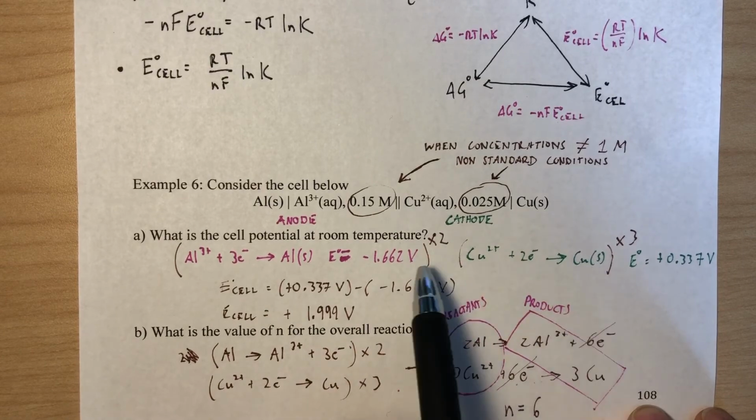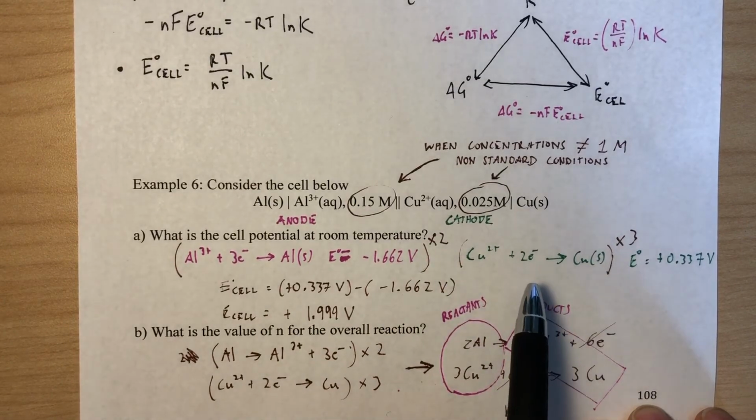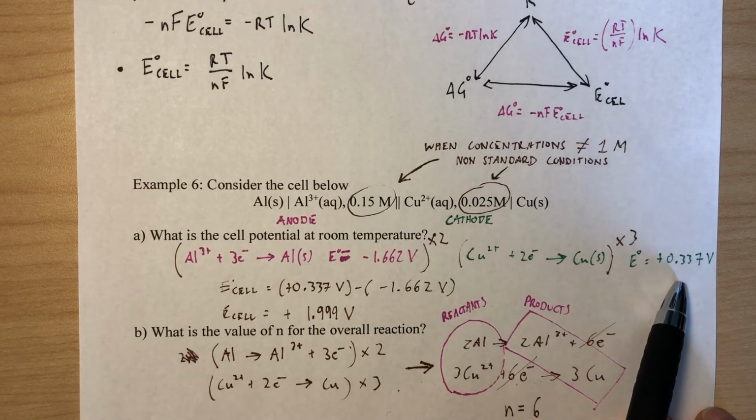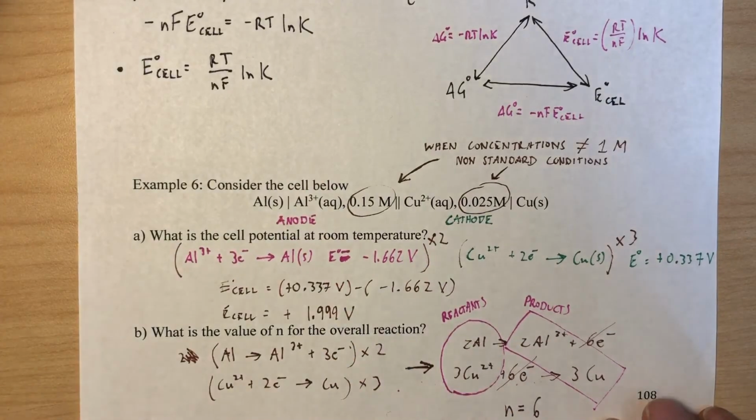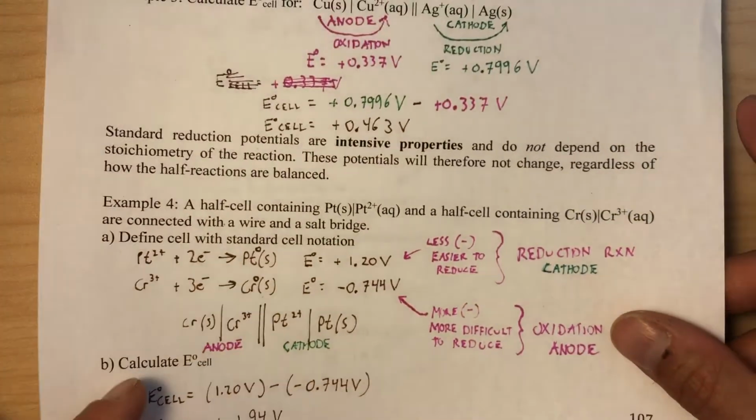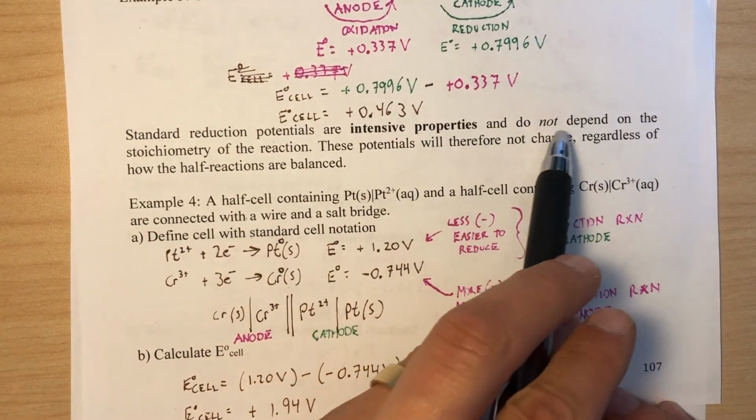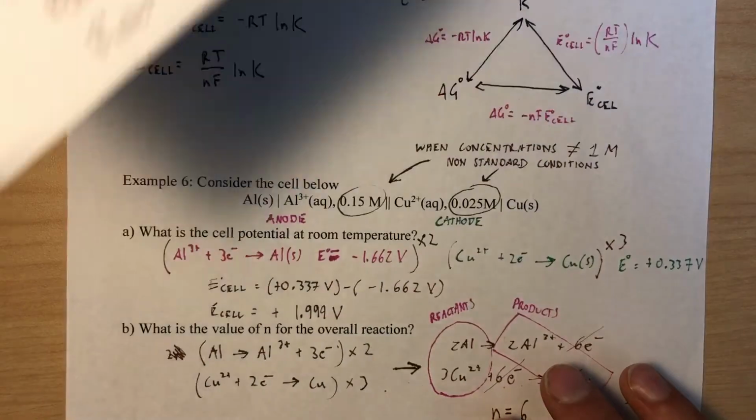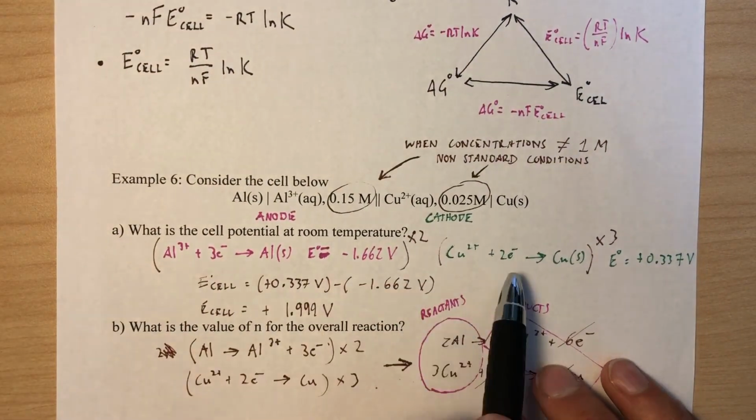What we can do in order to get an equal transfer of electrons is multiply or cross-multiply these reactions. But we do not change our E cell values. That goes back to a little blurb that was earlier in the packet that says that these reactions are intensive properties. They do not depend on the stoichiometry of the reaction. So the standard cell potentials always stay the same, even if you have to cross-multiply to get an equal balance of electrons.